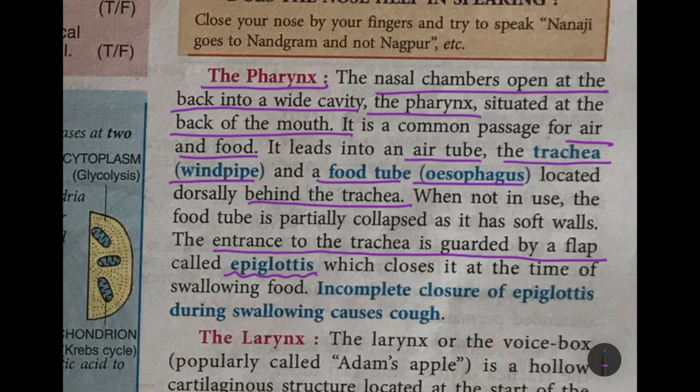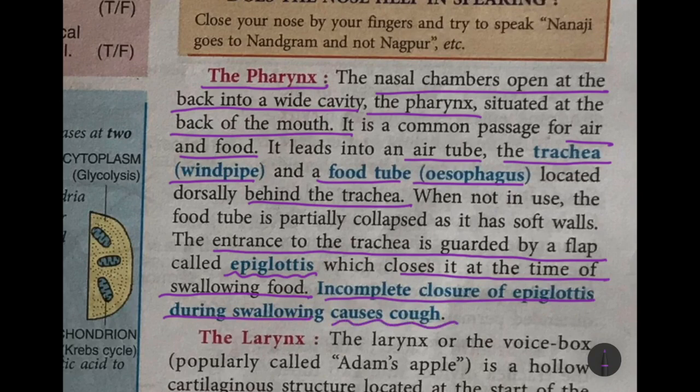This epiglottis closes at the time of swallowing food, and hence it closes the passage into the trachea so that the food will not go into the wrong path. That is, it should not go into the windpipe. So it is closed by the epiglottis, and food will pass only through the tube which is open, that is the esophagus. Sometimes when you are talking and eating, you choke, you cough. That is what happens: there is incomplete closure of the epiglottis when you swallow, and it causes you to choke.